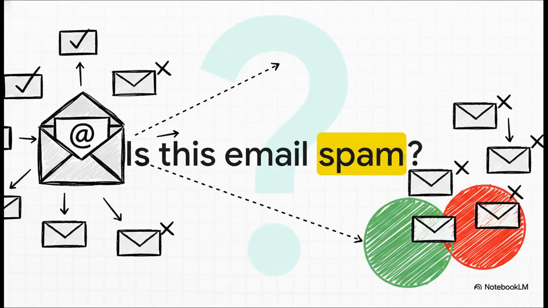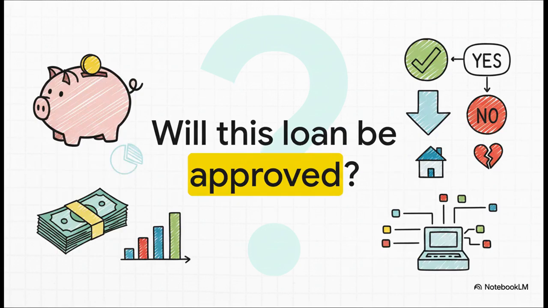Just think about your inbox for a second. Every single email that comes in has to get sorted. Is this important or is it junk? That's a classic yes or no problem happening hundreds of times a day. Or, hey, what about a decision with much higher stakes? Based on a pile of financial data, will a bank say yes to a loan? Again, it all comes down to a yes or a no. So the big question is, how can a machine possibly make these kinds of judgments?